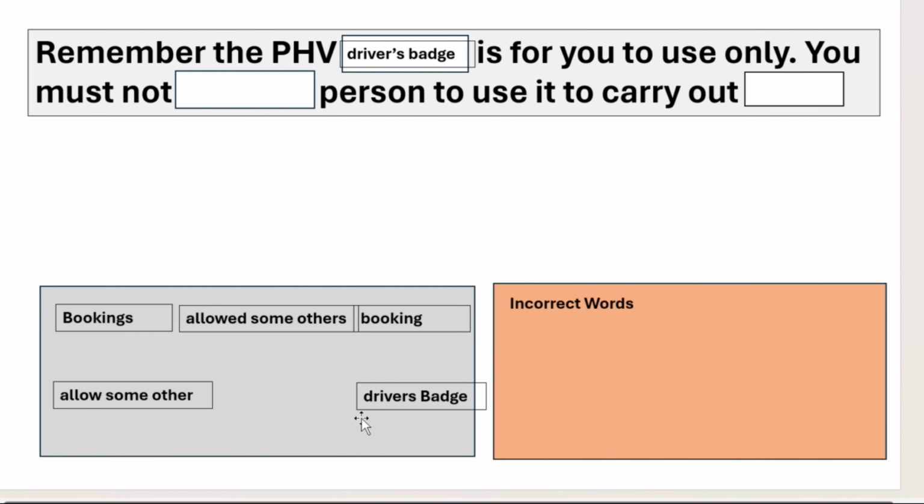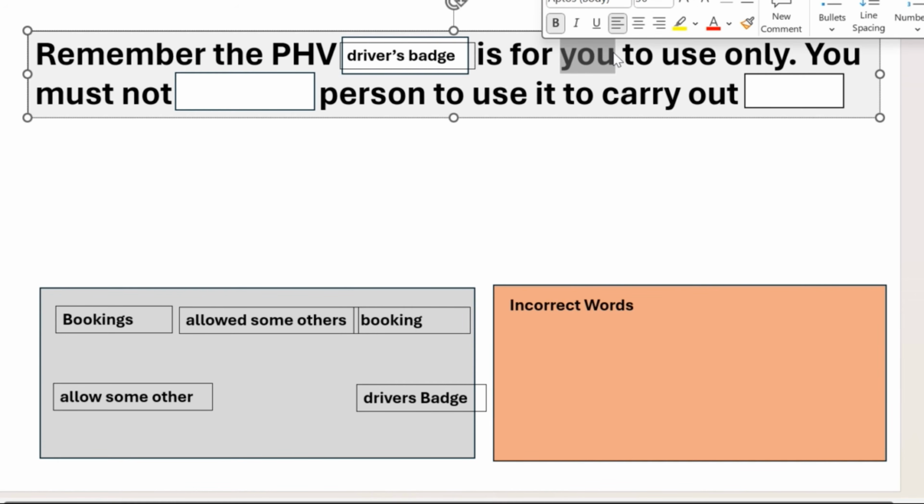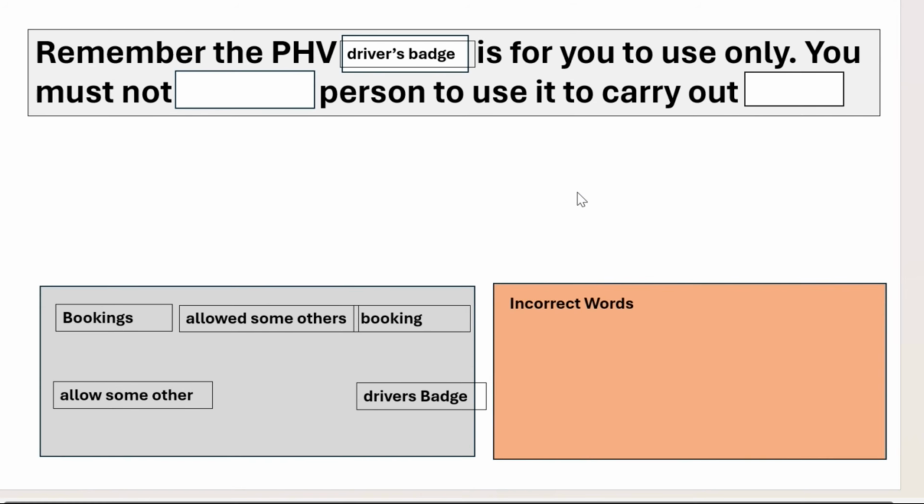And if we say drivers like this one, it's representing more drivers, more than one, it's plural. So it will be the wrong answer, because remember the PHV drivers badge is for you to use only. It mentions you, that means it's just you. It's not all of the Londoners, all of the London Uber drivers. So it is the driver's badge. I think you got my point. Okay, let me put it there.